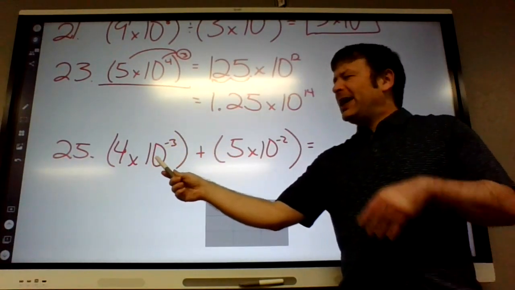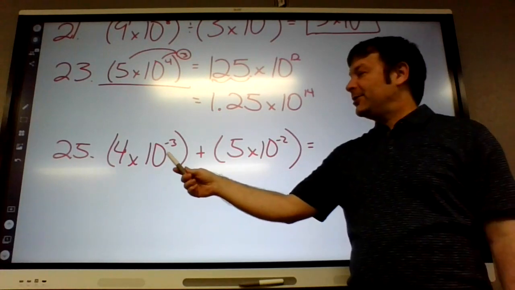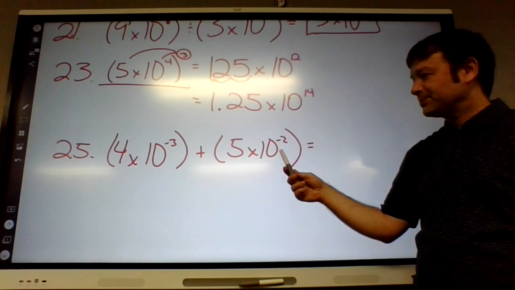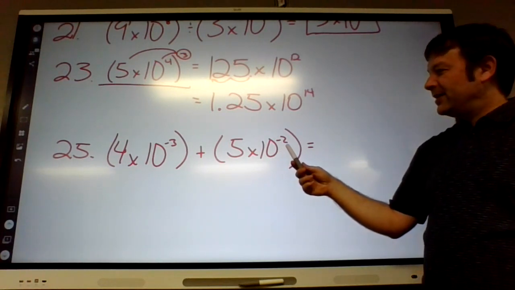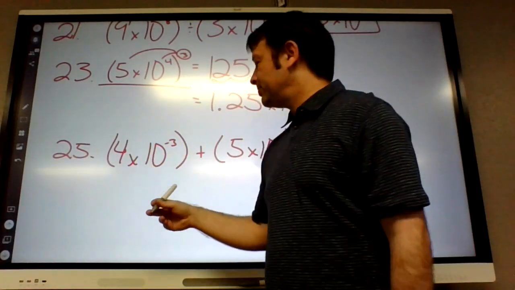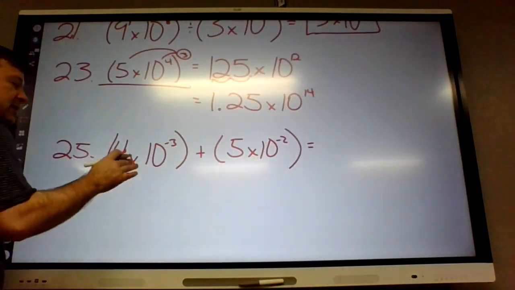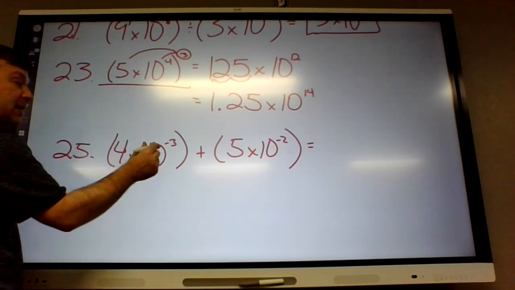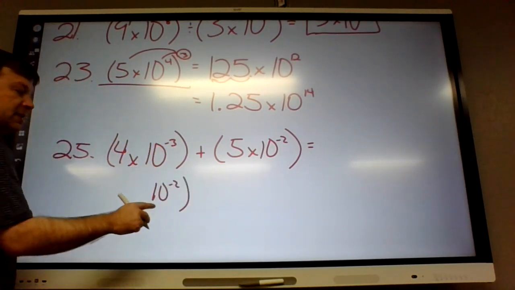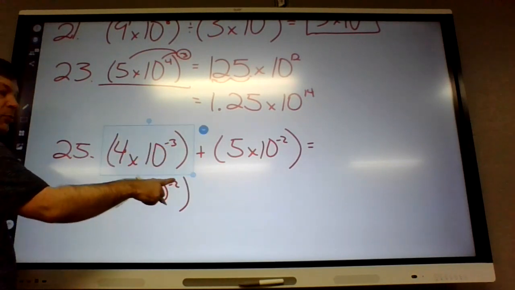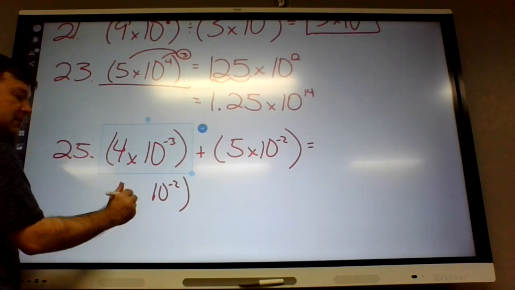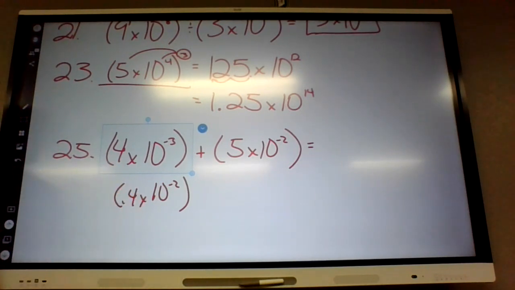Okay, the way we did adding and subtracting, you can only add and subtract like terms. 10 to the negative third and 10 to the negative second are not like terms. I could turn this, well, usually you want to do this one, kind of doesn't matter, but I could turn this into 10 to the negative 2. If I make this one bigger, I need to make this one smaller. So it's like 0.4 times 10 to the negative 2.